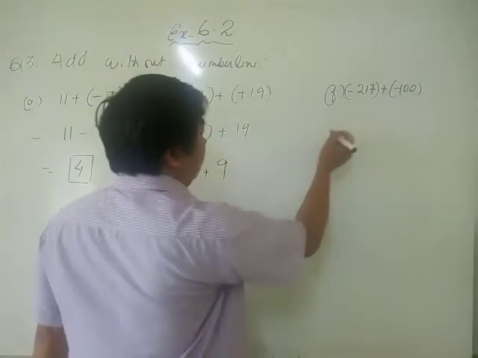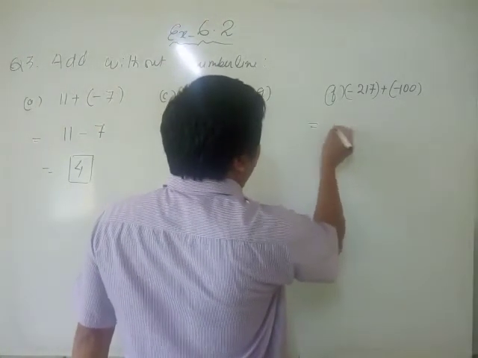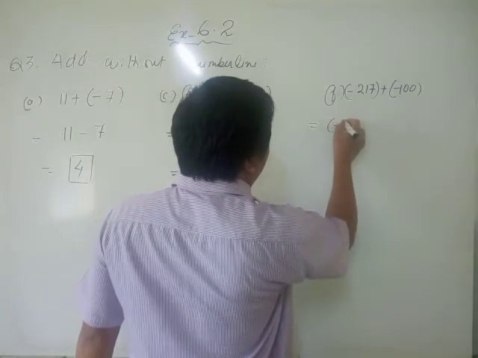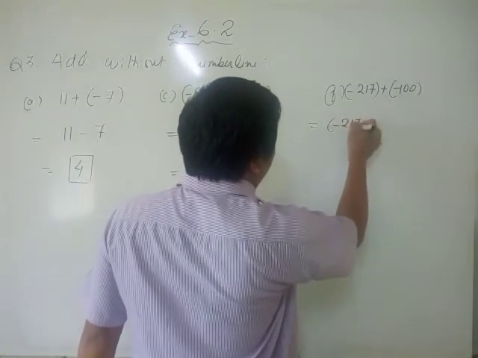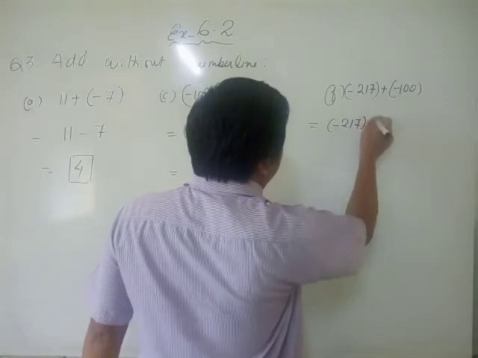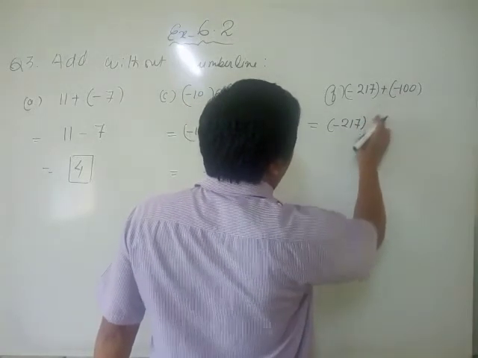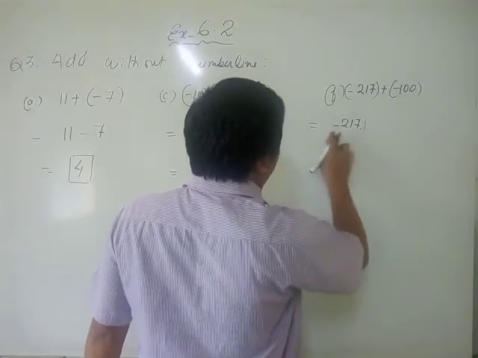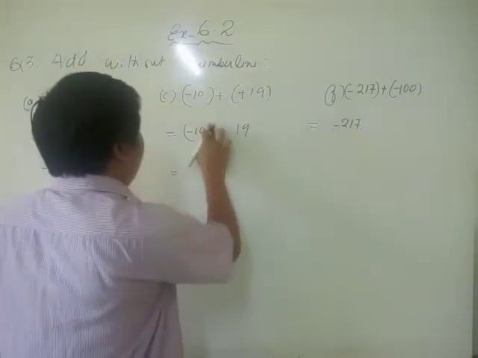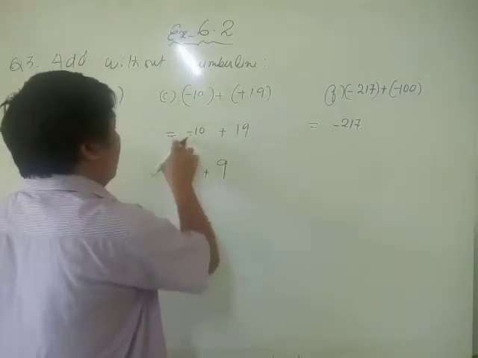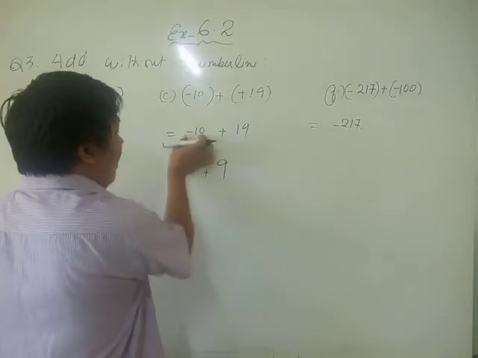Next, here you see we get minus 217 here plus minus. Now we just remove the bracket here. Here also we can remove the bracket, and we get minus 10 plus 19. So minus and plus.